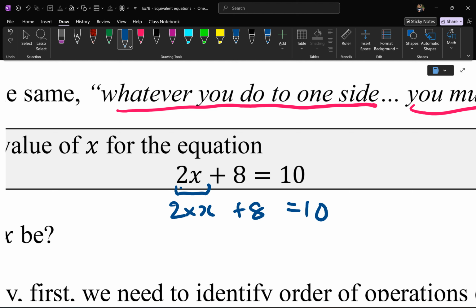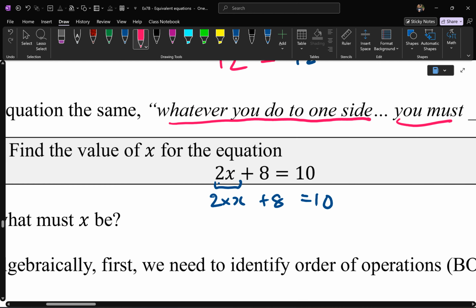Now let's think about it. What would I have to add to 8 to get to 10? 2. But I have to double a number to get to 2. So what number would that be? 1. So we know the answer is 1 intuitively. The number has to be a 1. Double 1 is 2. 2 plus 8 gives you 10.